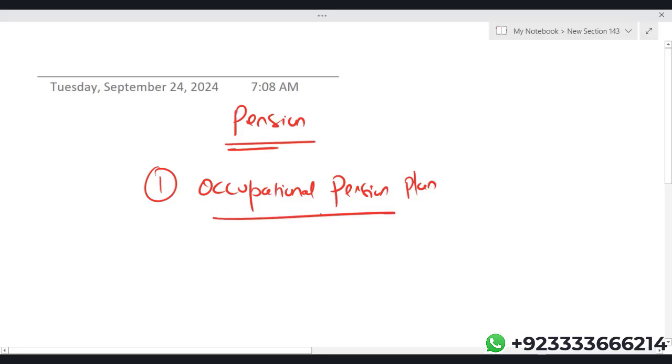when someone is an employee and his or her employer is running an occupational pension plan, when the employee contributes in the occupational pension plan, such a contribution will reduce employment income for that individual. Occupational pension plan contribution by the employee reduces employment income for that employee.